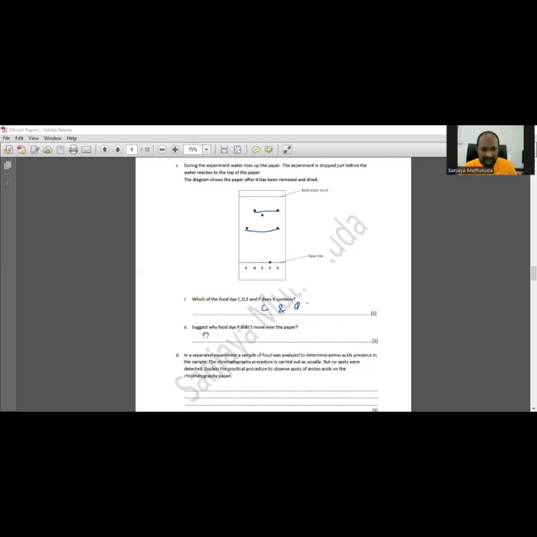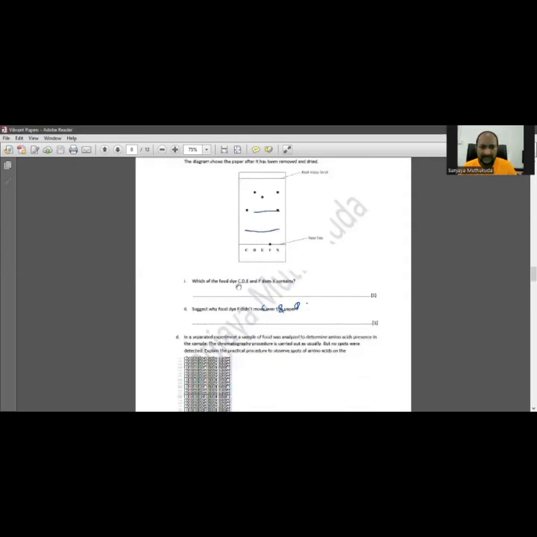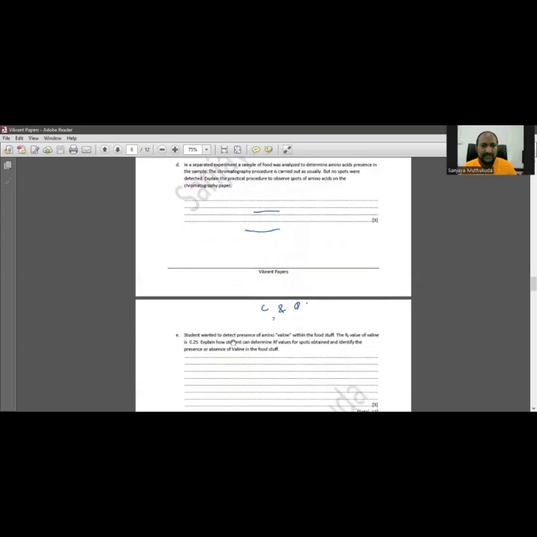Suggest why food dye F didn't move over the paper. In order to move the dye over the paper, what should happen? It should be soluble in water. As it is not soluble, so it is not moving, right? So F is not soluble in the solvent. Or here water is used, so it's insoluble in water.